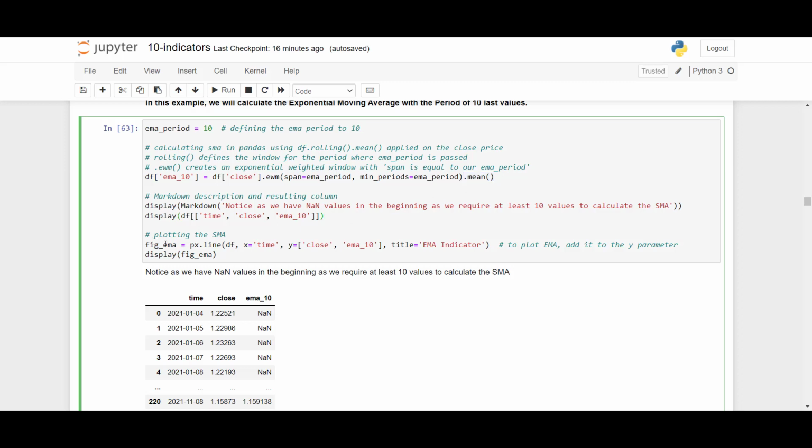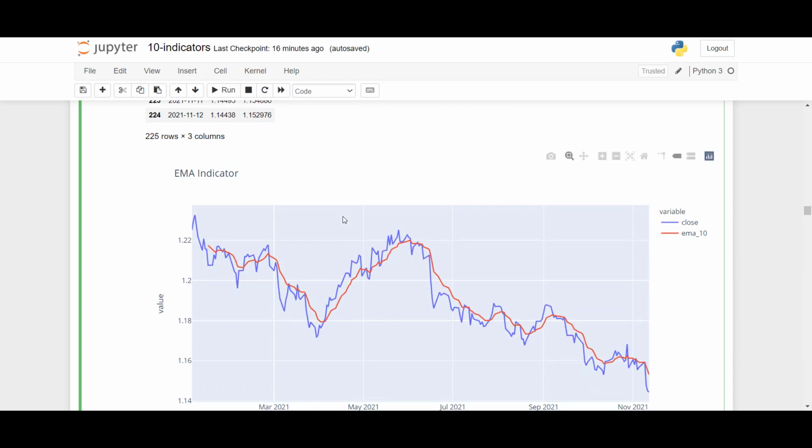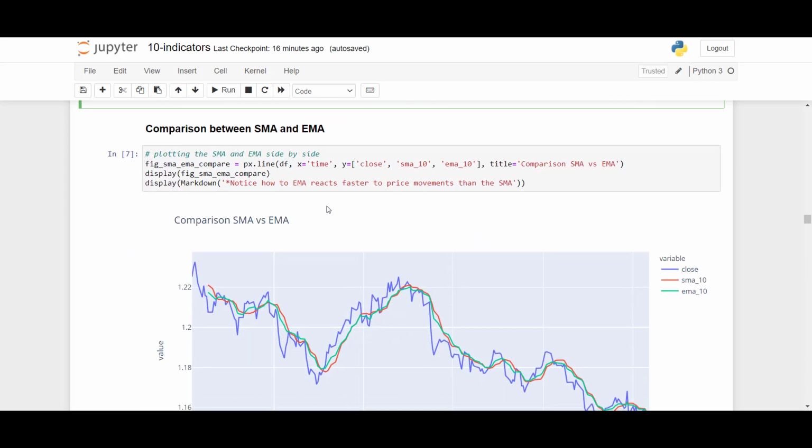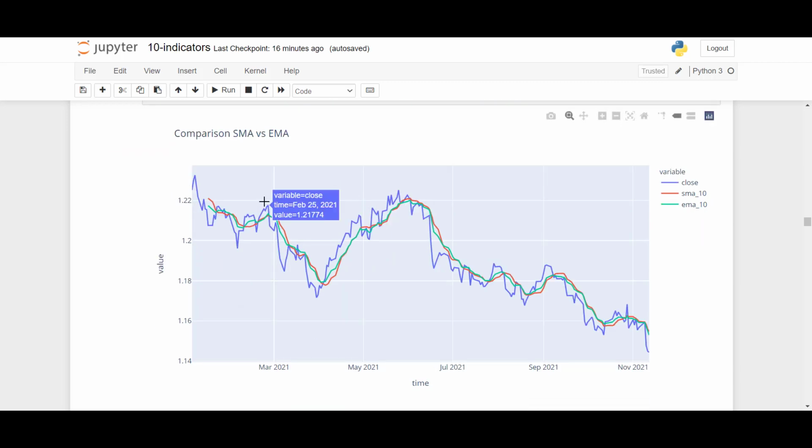So again, I will show you what the indicator looks like on the chart. So this looks very similar to the SMA. And in this section, we will compare how the SMA behaves compared to the EMA. So here's the comparison of the close prices, SMA and EMA. The red line is the SMA and the green line is the EMA.